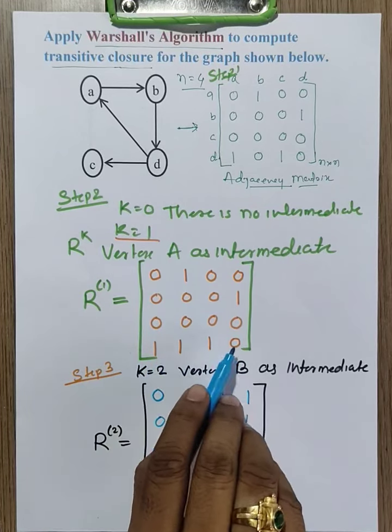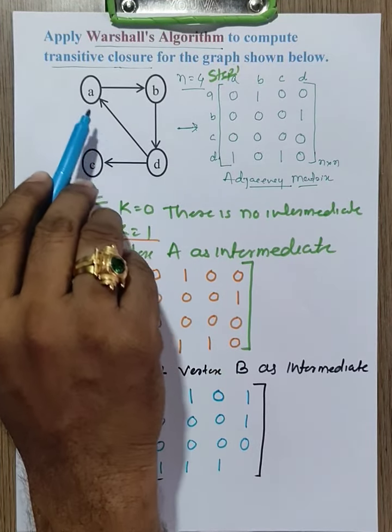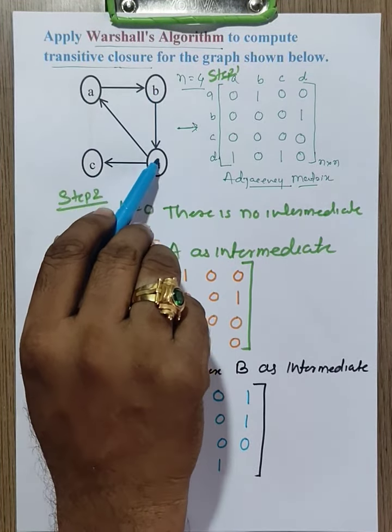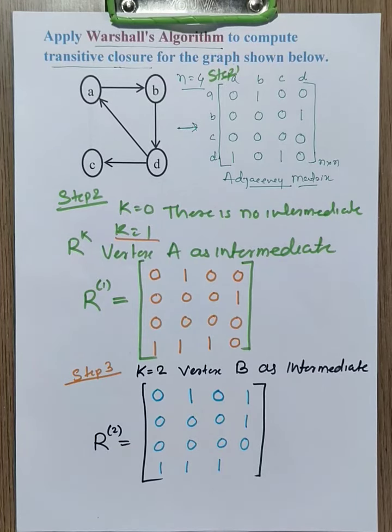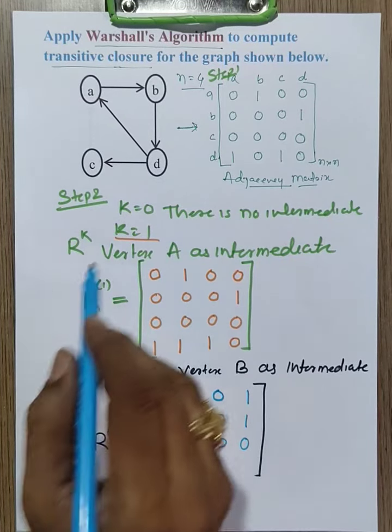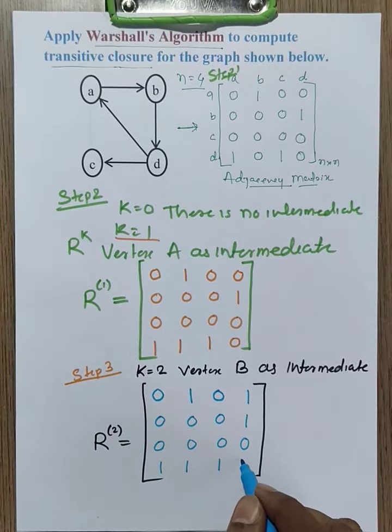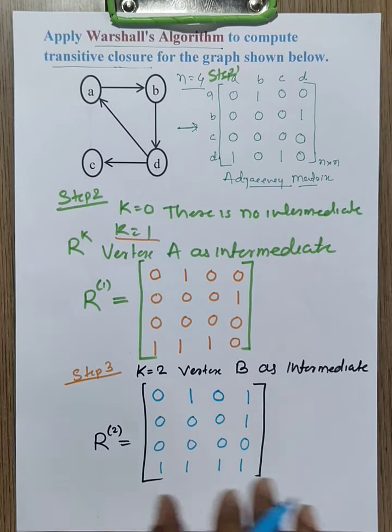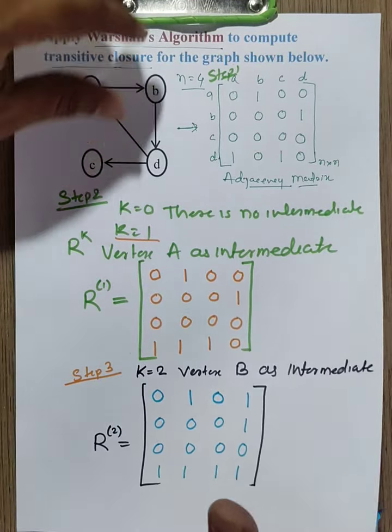So we can only check this one. This is D to D. D to D, D to A to B, and B to D you can travel. Means B is an intermediate, so you can take D to D. This is 1. And this is step 2.